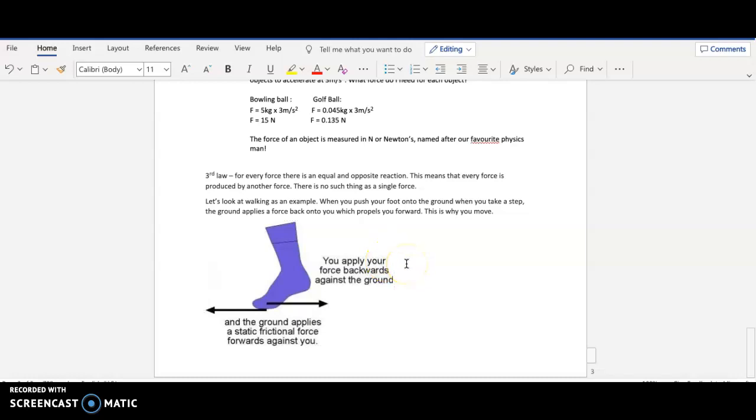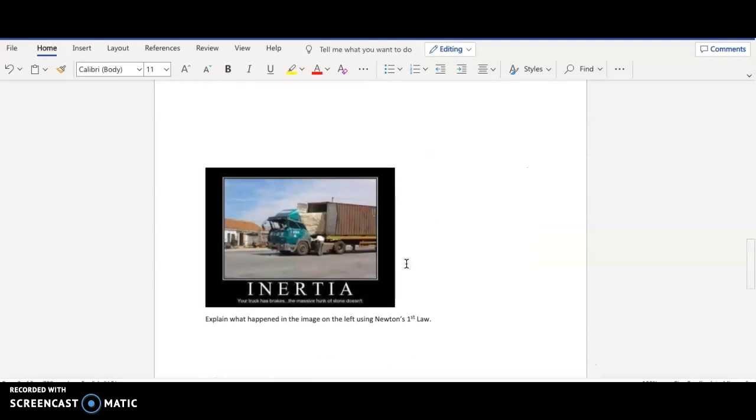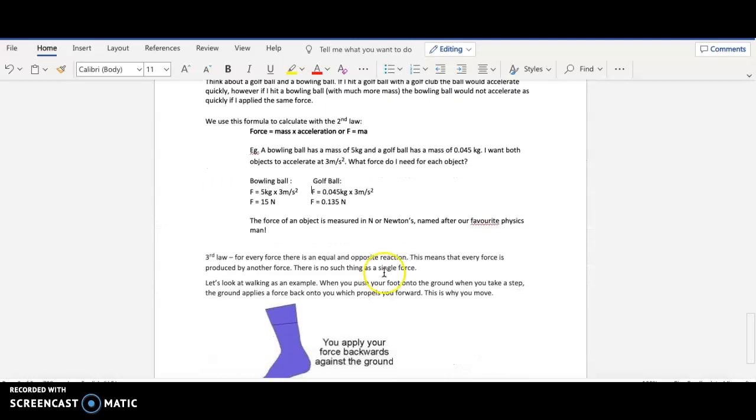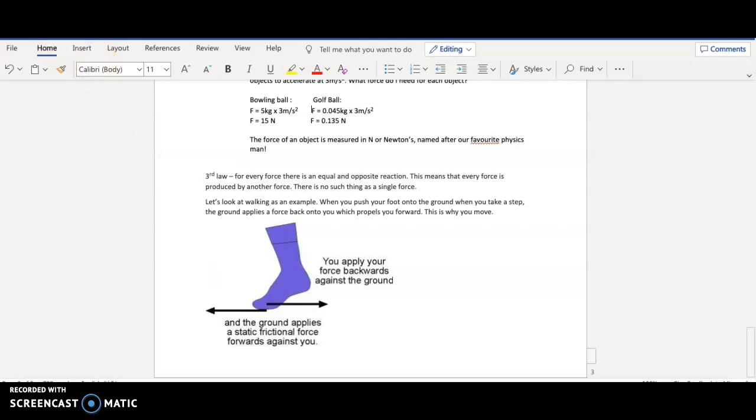So I hope those 3 laws make sense. If you have any questions, let me know. But other than that, enjoy thinking about how Newton's laws could apply to your own life.